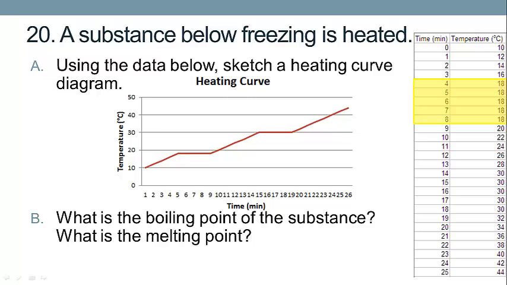First, melting would occur. This is a heating curve. The first plateau is melting, which is at 18 degrees Celsius. And the second plateau would be whenever we have boiling happening. That would be at 30 degrees Celsius.